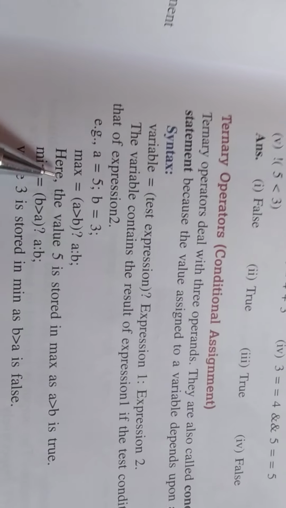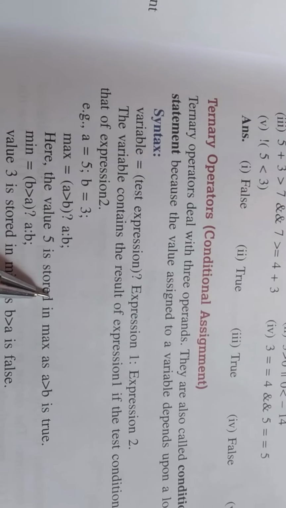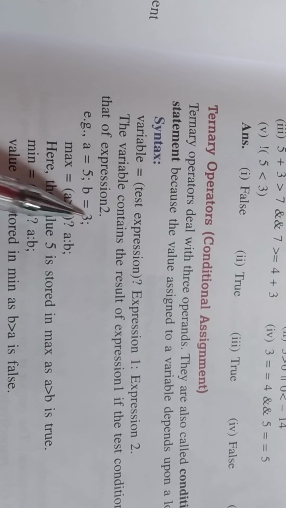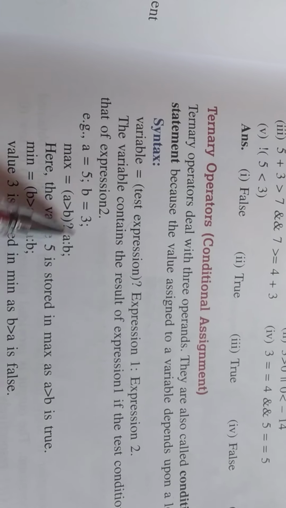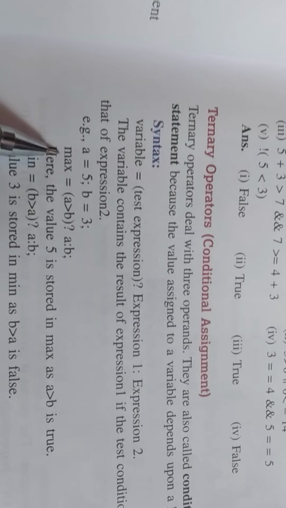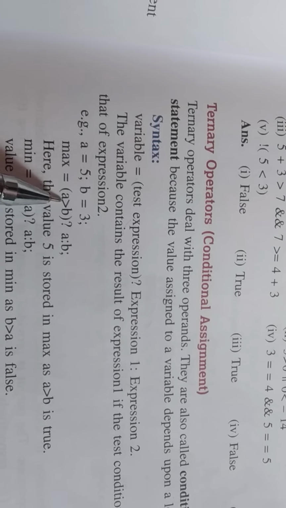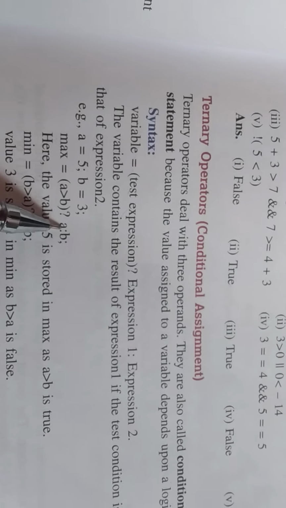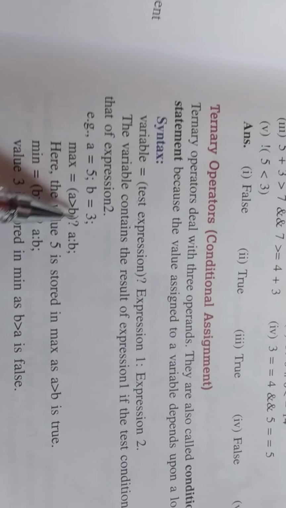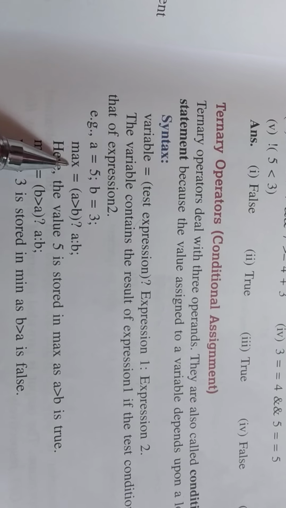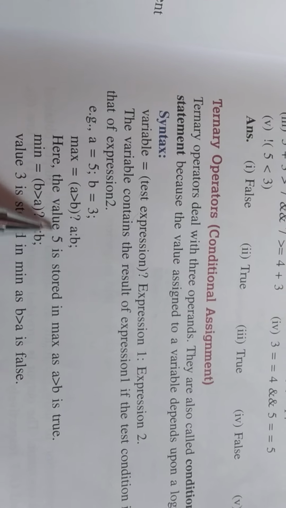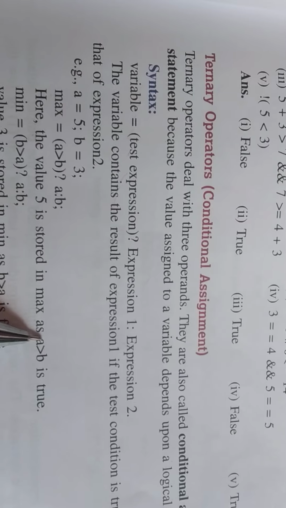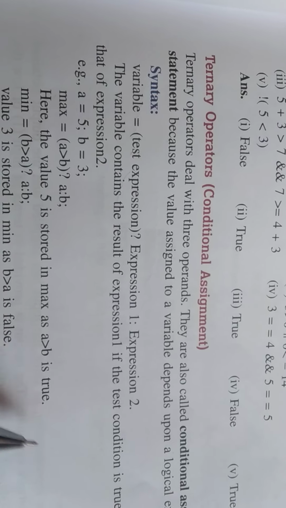Okay, so here the value 5 is stored in max, and whatever the output comes, that will be stored out here in max. This condition was true, that's why a came. So a means how much? 5, and this 5 was stored where? In max. So that's why the value 5 is stored in max, as a is greater than b is true.